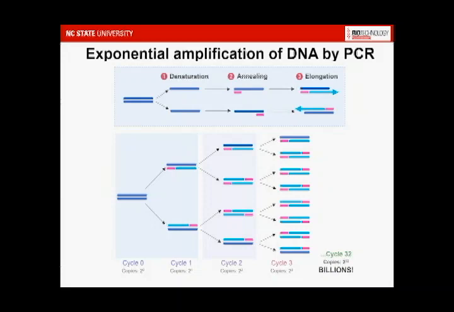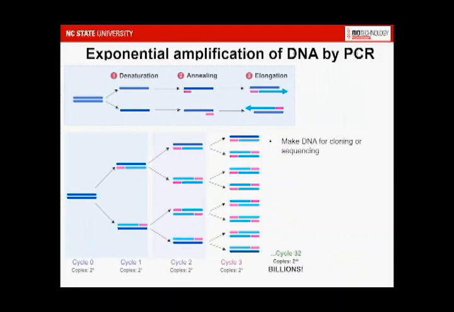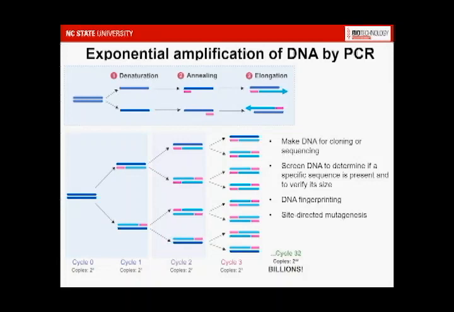There are many applications for this ability to amplify specific sequences from a limited template. To name a few, the PCR product can be used as a source of DNA for cloning or sequencing. It can be used to screen DNA to determine if a specific sequence is present and to verify the size of a PCR product. In forensics, PCR is used for DNA fingerprinting and to investigate if a sequence is present at a crime scene. It can also be used for site-directed mutagenesis and to quantify gene expression with real-time PCR and reverse transcription PCR.